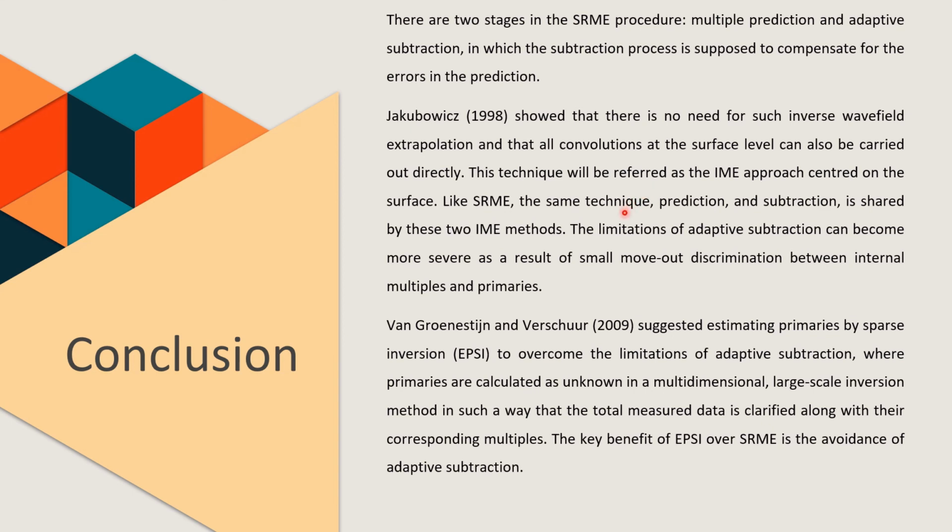The limitation of adaptive subtraction can be more severe as a result of small move-out discrimination between internal multiples and primaries. In 2009, Groenestijn and Verschuur suggested estimating primaries by sparse inversion (EPSI), which was then improved by Lopez and Verschuur in 2013 to overcome the limitation of adaptive subtraction, where primaries are calculated as unknowns in a multi-dimensional large-scale inversion method in such a way that the total measured data is explained along with their corresponding multiples. The key benefit of EPSI over SRME is the avoidance of adaptive subtraction.